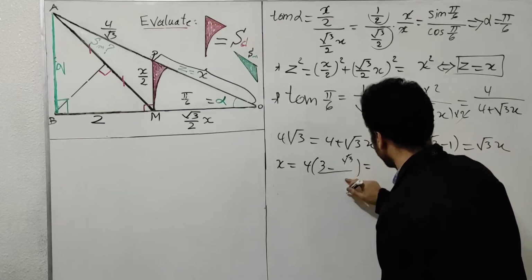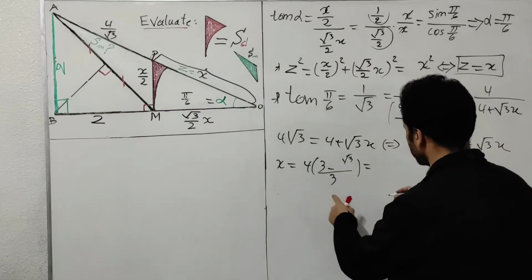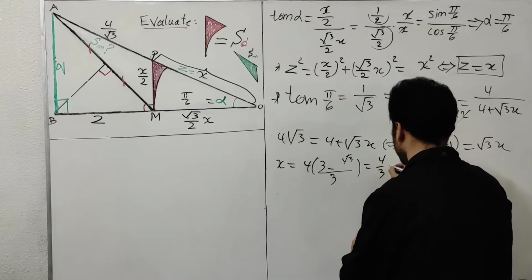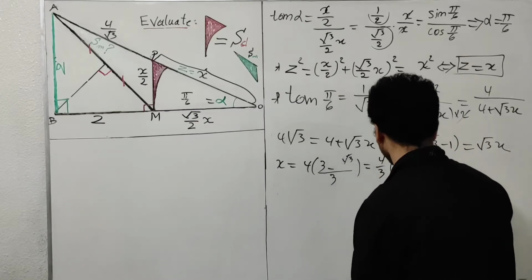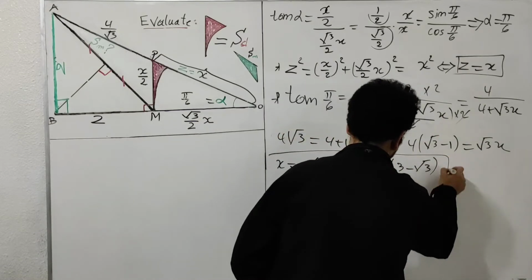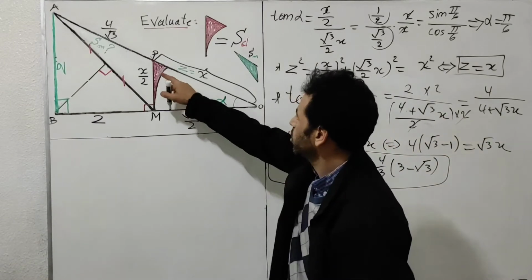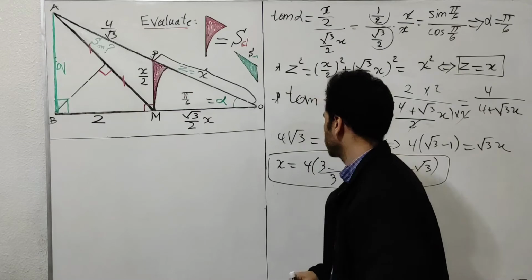So the whole thing is divided by 3. Okay, so this one is giving me 4 over 3 multiplied by 3 minus square root of 3. Okay, so I found x. Now let's move on to calculate the shaded area, which is in red.